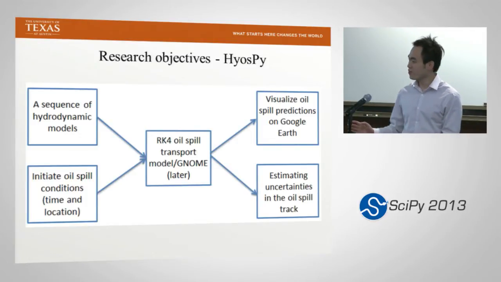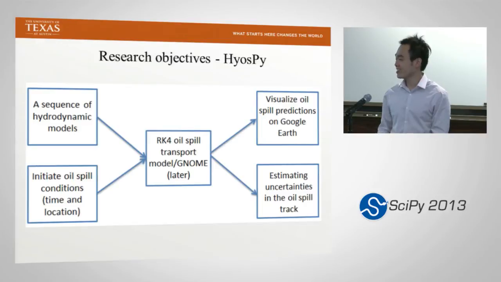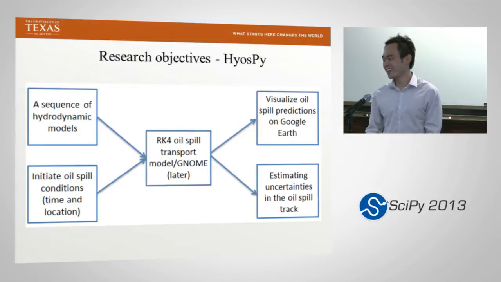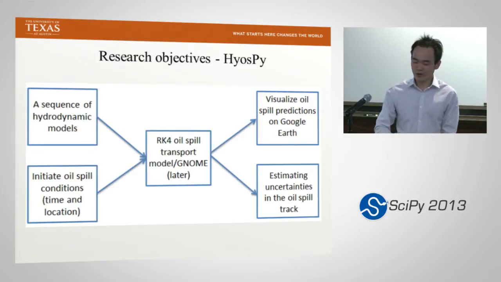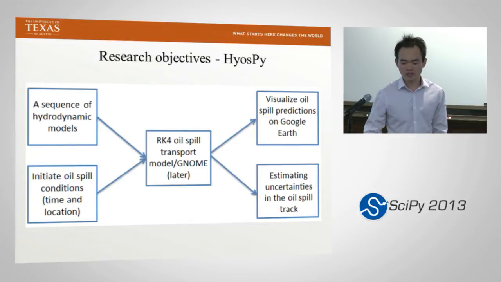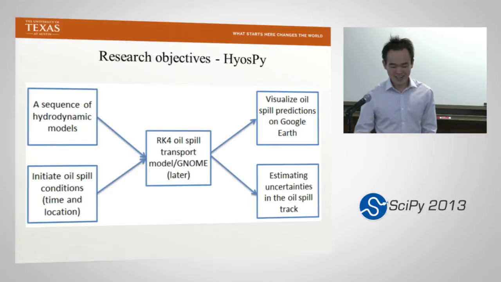Barker said, there is no Linux version of GNOME, right? There is now, as of like 2 weeks ago. Oh, yeah. So in the meantime, we wrote the RK4 OSPU transfer model using Python as a replacement. So we cannot use that one, right?